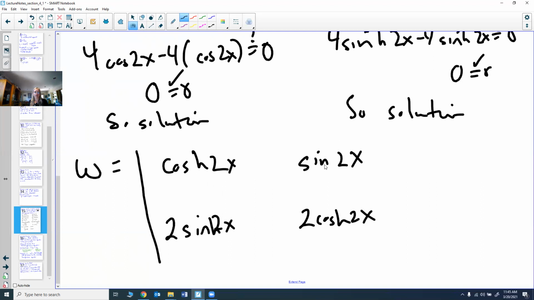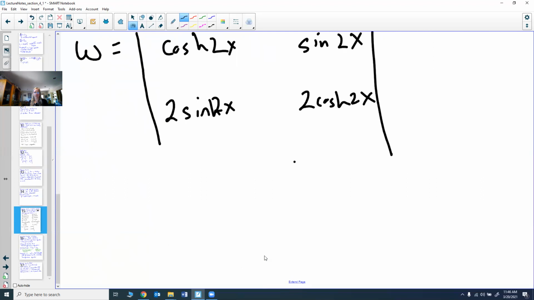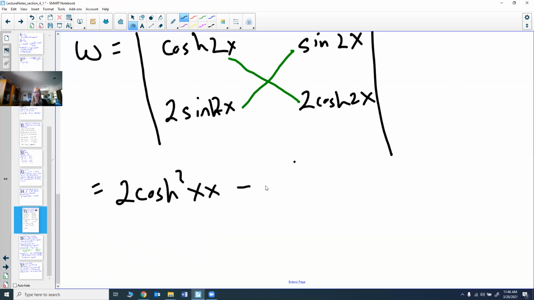There are only 2 solutions, so there should only be 1 derivative that we're doing here. So we have a square matrix, and then you have to find the determinant of this. The determinant is where you multiply the diagonals, basically. You multiply these diagonals together, and you multiply these diagonals together, and you subtract the first one minus the second one. So this would be 2 times the cosh squared of 2x minus 2 times the sinh squared of 2x.